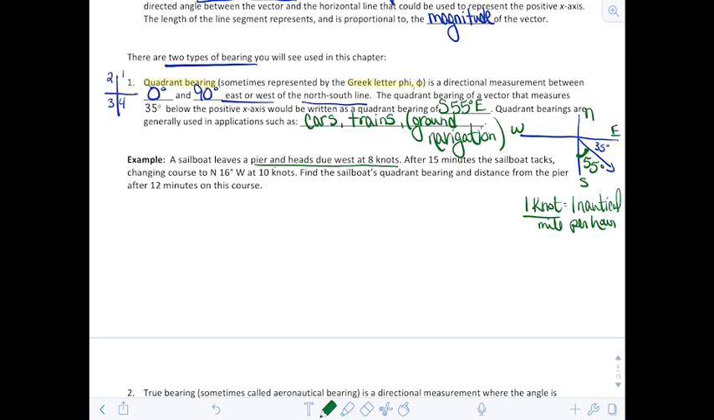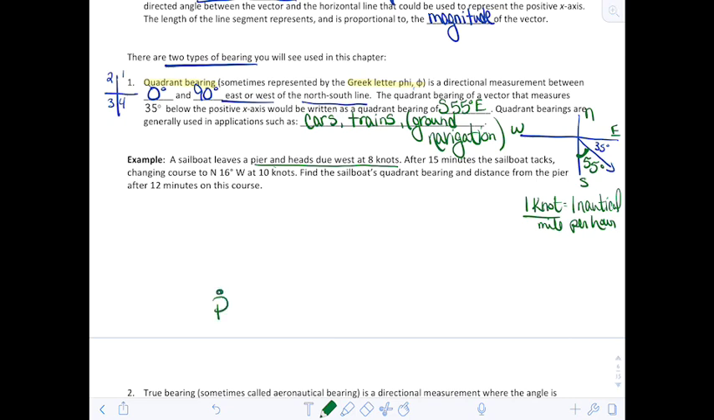After 15 minutes, the sailboat tacks, changing course to north 16 degrees west at 10 knots. Find the sailboat's quadrant bearing and distance from the pier after 12 minutes on this course. So this seems like a really intimidating problem, but let's just start to draw the situation.